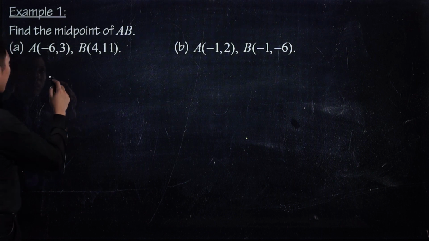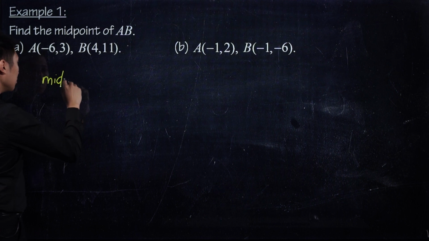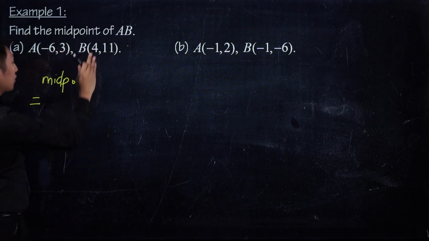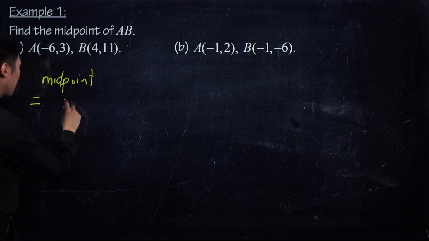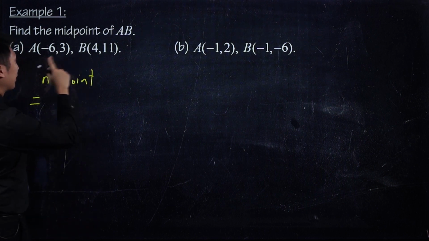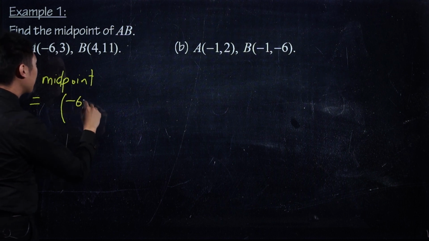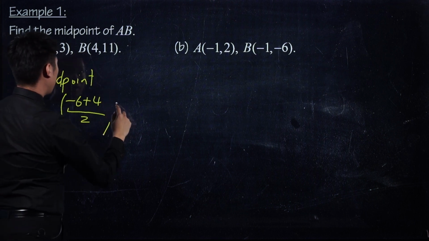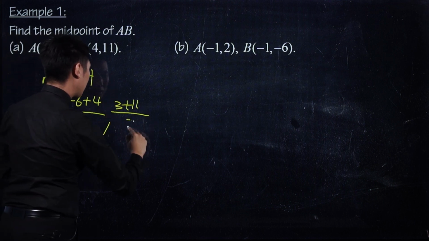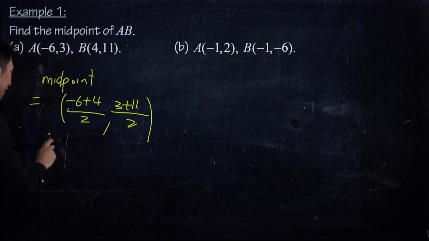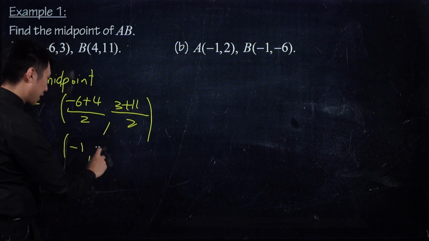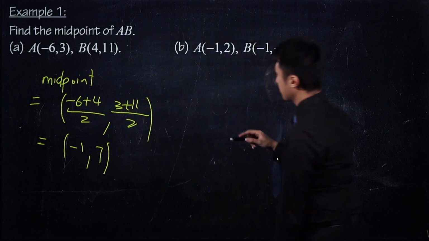So let's say the midpoint of AB is equal to minus 6 plus 4, so it will be minus 2, divided by 2, and this one plus this one, so 3 plus 11, divided by 2, right? This is the first time for you, just for you. So this one is minus 2 divided by 2, which is minus 1, then this one is 14 divided by 2, which is 7, right. Next one, midpoint.